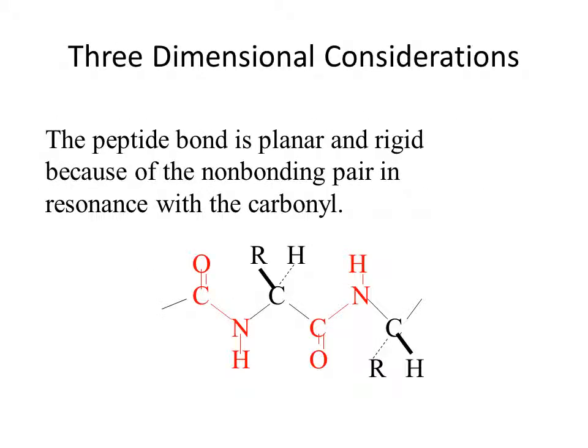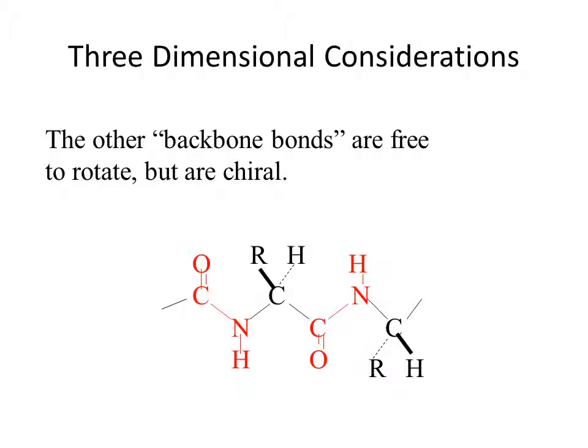The peptide bond is planar, so the oxygen and carbon in the carbonyl and the nitrogen and hydrogen in the rest of the amide group are all in one plane, and they're rather rigid. So this gives a certain amount of rigidity to a polypeptide. The other backbone bonds are free to rotate but are chiral, and so we start having these polypeptides have varying specific arrangements.